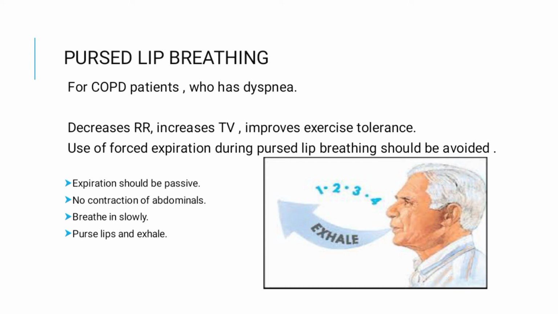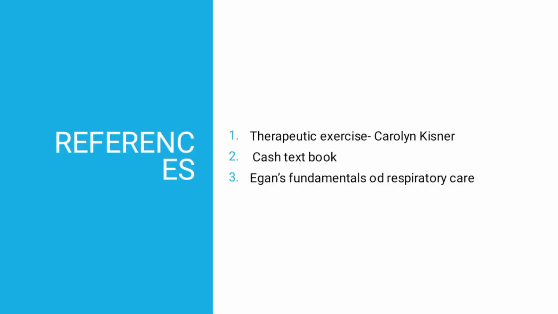So what is the benefit? It decreases the respiratory rate and it increases the tidal volume. It improves the exercise tolerance, and use of forced expiration during pursed lip breathing should be avoided. That means you need to give a passive expiration. Forced expiration should not be given and the abdominal muscles should be relaxed. So this is pursed lip breathing.